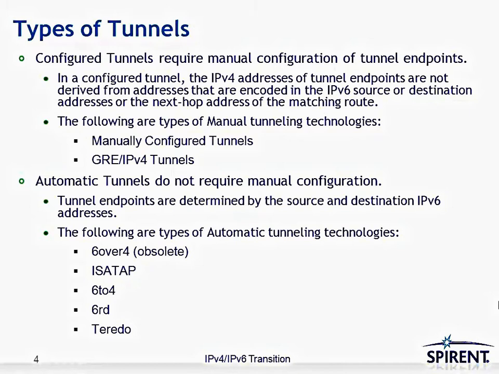So just a reminder from part 1, there are basically 2 different types of tunnels: configured tunnels, which require the endpoints to be configured manually, and automatic tunnels, where the IPv4 address is embedded in the IPv6 address, and the tunnel endpoints are determined automatically. In this part 2, we'll talk specifically about ISATAP, 6-to-4, 6RD, and Teredo.